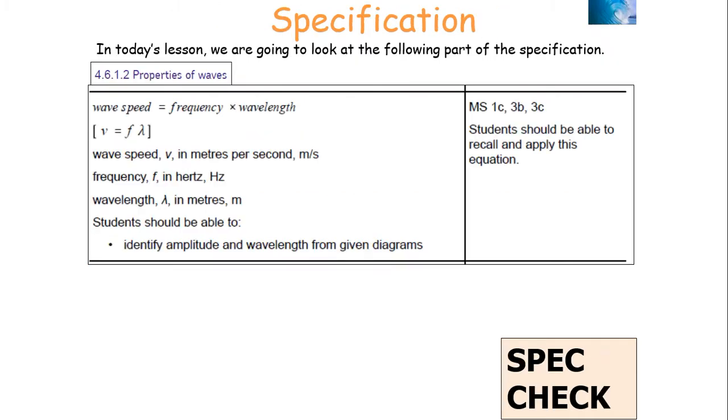Now in today's lesson we're looking at the following part of the AQA GCSE separate science specification for physics. So we're looking at 4.6.1.2 properties of waves, and we're going to be looking at the wave speed equation in today's lesson, which is suitable once again for students carrying out AQA GCSE separate science, and we're looking at the waves topic, which is topic 6 of the GCSE specification.